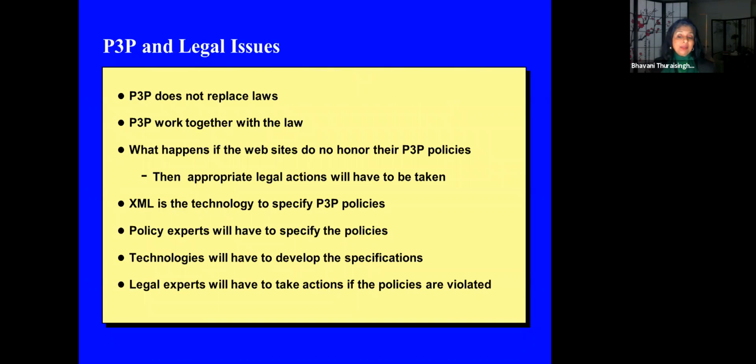Okay, so P3P and legal issues. P3P does not replace laws. P3P works together with the law. What happens if the websites do not honor their P3P policies? It's policy versus law. Then appropriate legal actions will have to be taken. XML is a technology to specify P3P policies. Policy experts will have to specify the policies. Technologists will have to develop the specifications. Legal experts will have to take actions if the policies are violated. Of course, when the policies are violated, we've got to bring in the lawyers.